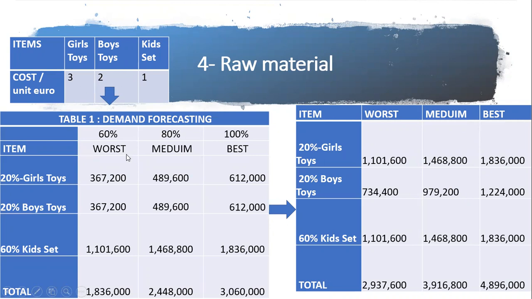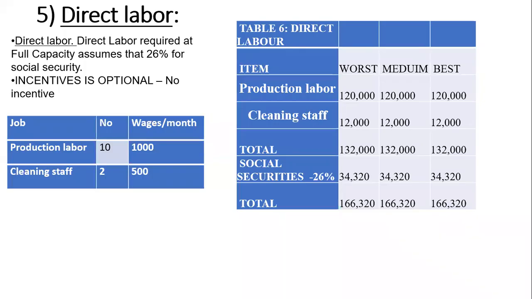So the cost per unit times the number of units, as you prepared in the demand forecasting, which was the first step. Then the multiplication of quantity times cost gives me the raw material. We add all of them, then we find the total cost, and it is basically 4,896,000 in the best case scenario. Sales will be the same, but we will do the direct labor first.